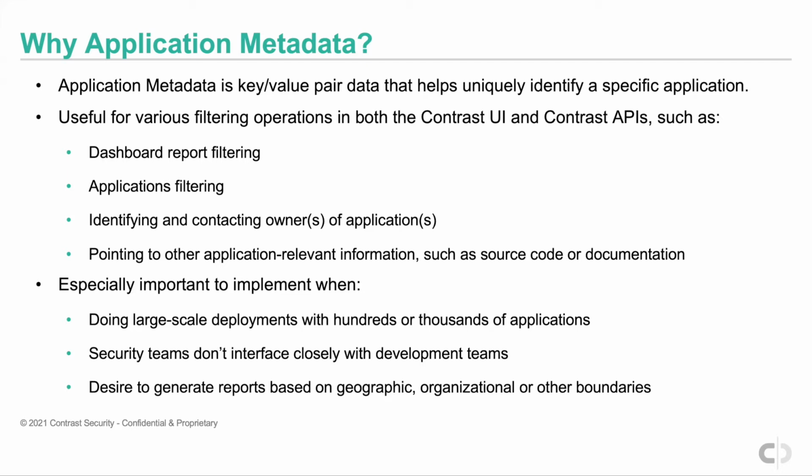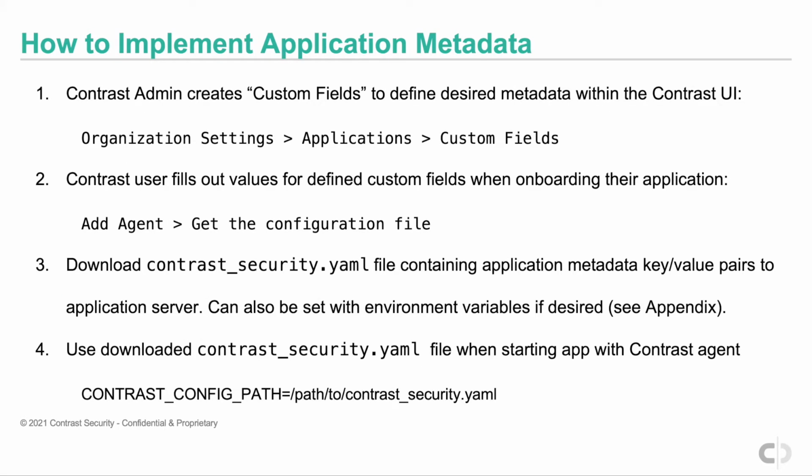Now that we've talked a little bit about why application metadata, let's jump into how to implement application metadata. There are a few steps needed to get started. First, a Contrast administrator will need to determine and set the desired metadata fields within the Contrast UI. The field definition is not available to normal Contrast users. Second, when a user onboards an application, they will need to use the Contrast UI to define values for each of the metadata fields. If the desired metadata is available within the pipeline, this collection step may be automated instead.